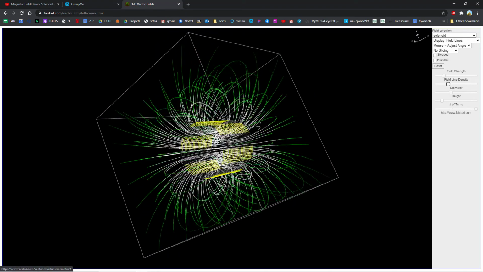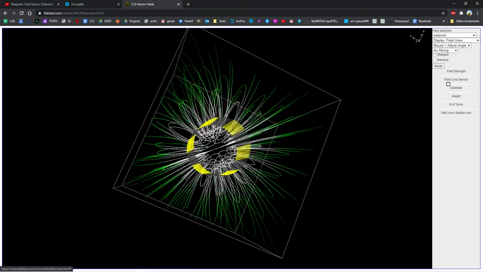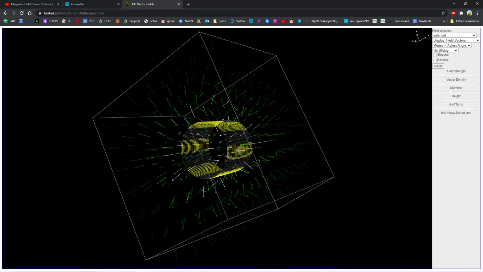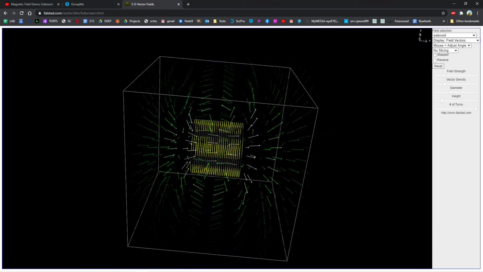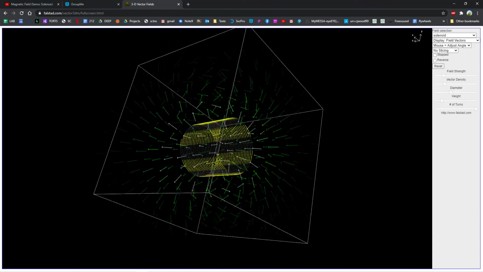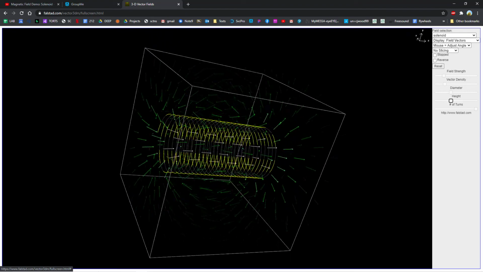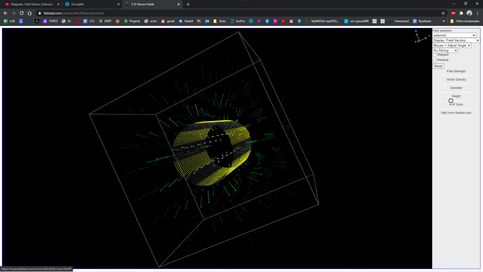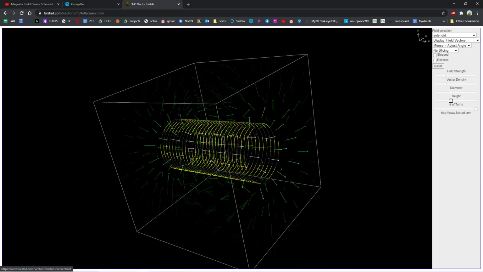Here's what happens when I increase the winding density, also known as the number of loops per unit length. Now I'm displaying the magnetic field vectors, which are everywhere tangent to the magnetic field lines. I've increased the length of this solenoid, and this gives you a good visual. Look at how uniform the magnetic field is inside the solenoid.